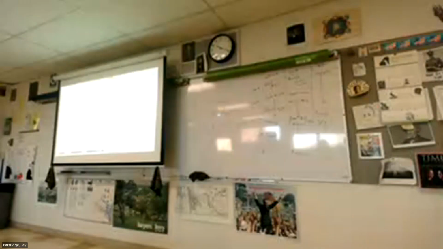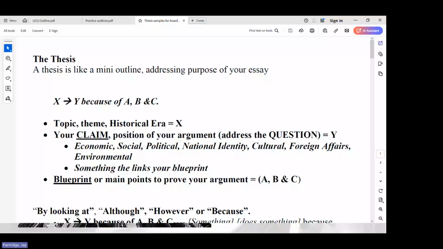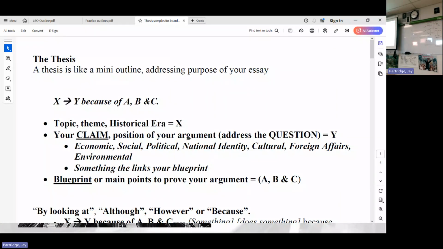In a perfect world, we wouldn't have a timed essay. They'd be good, you'd have time to go through it, and I think you'd write better essays, but that's not the world we have. So you're going to have a limited time to organize and write.